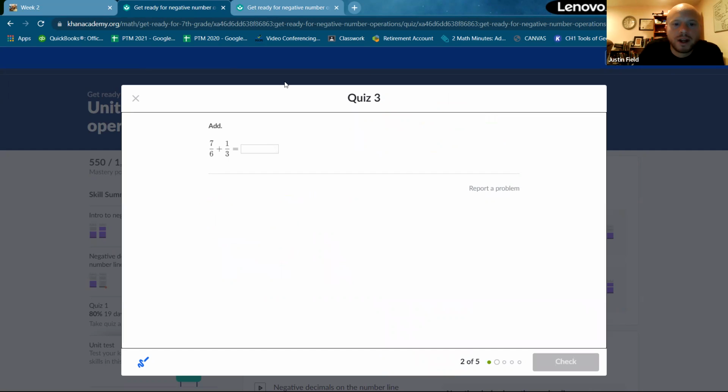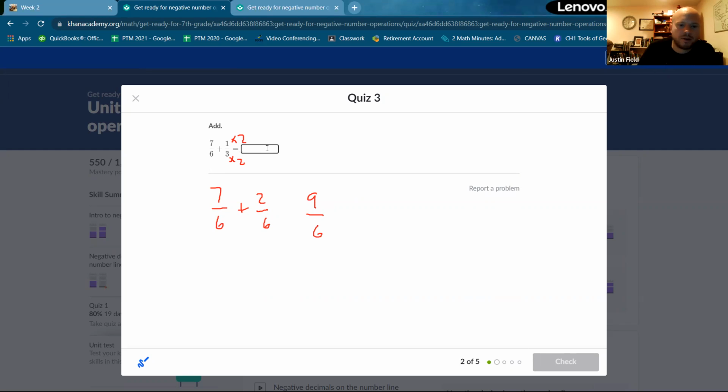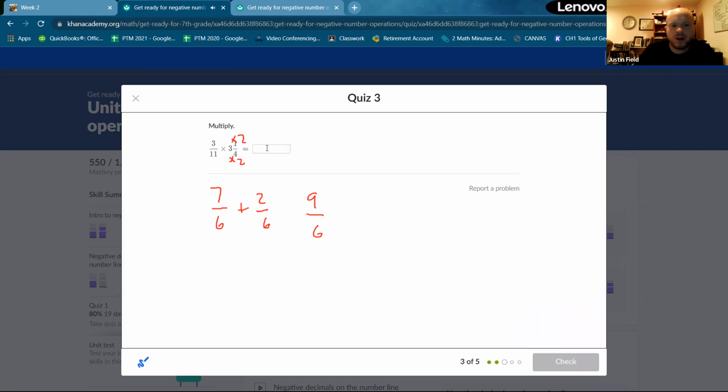So common denominators here. 1/3. I don't need to make a list because I'm noticing I can just multiply that by 2, and then it would be 6. So 7/6 plus 2 over 6, 9 over 6. Okay, so really take time and know your multiples, and it will serve you well.